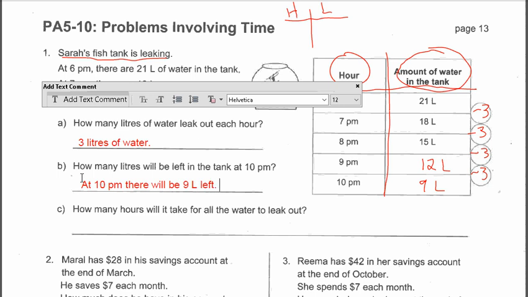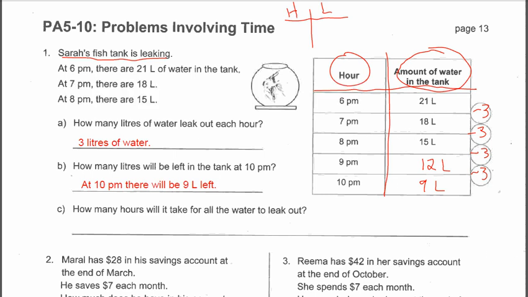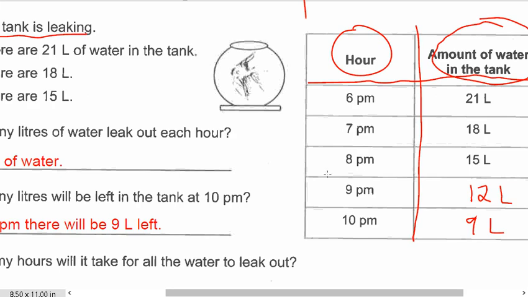How many hours will it take for all the water to leak out? Well, we don't really have a solution for that at the moment. We'd have to continue this pattern going down by 3 each time. So how many more hours past this 10 p.m. is it going to take to leak out that 9 liters, assuming the leak's at the bottom of the tank? So it's going to take 3 more jumps of 3. So from 6, this is 7, 8, 9, 10, and then 3 more hours, 11, 12, and 1.